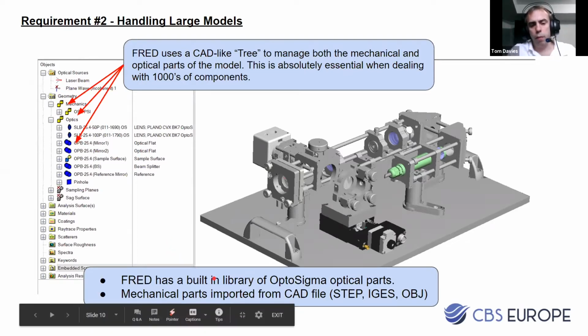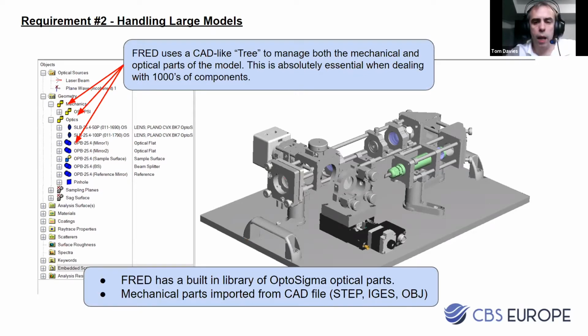The nice thing about Phred is that it has a built-in library of OptoSigma parts. And any of the mechanical parts that you plan to use can be imported from a CAD file, a STEP, IGES, OBJ, or STL file type, which can be downloaded from, in this case, the OptoSigma website for the part that you're interested in putting into your virtual prototype.